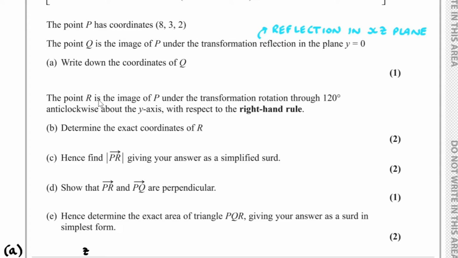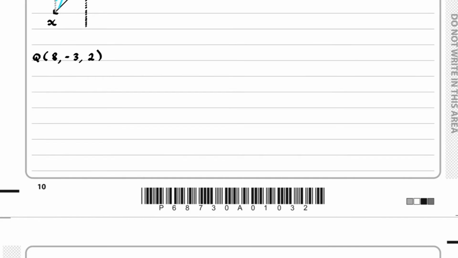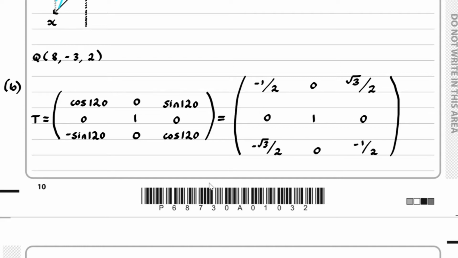Now the point R is the image of P under the transformation rotation through 120 degrees anticlockwise about the y-axis with respect to the right-hand rule, and what we have to do is determine the exact coordinates of R. Well, our angle over here is 120 degrees, and so what we can do is say that T is equal to cos 120, 0, sin 120, 0, 1, 0, minus sin 120, 0, cos 120, and if I work that out, we end up with this matrix here: minus a half, 0, root 3 over 2, 0, 1, 0, minus root 3 over 2, 0, minus 1 half.